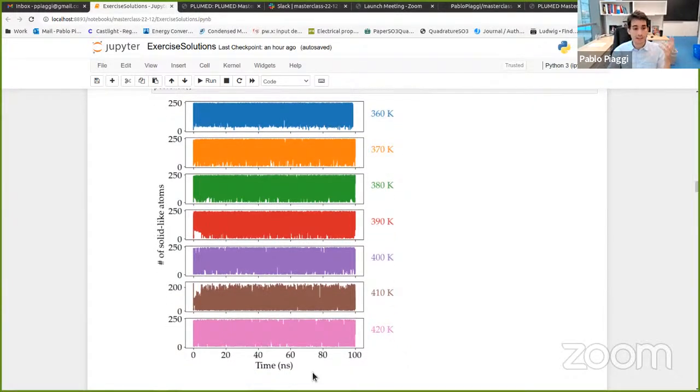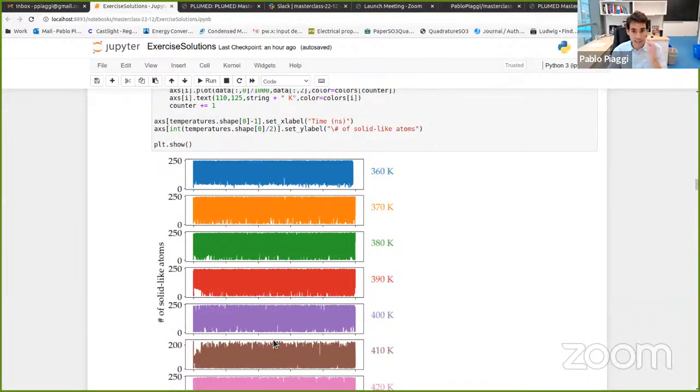We see that there are many fast and reversible transitions between what would represent the solid, that is the region at very high CV values, and the liquid, that is around 0 solid-like atoms. We see very nice and fast reversible behavior for all temperatures.